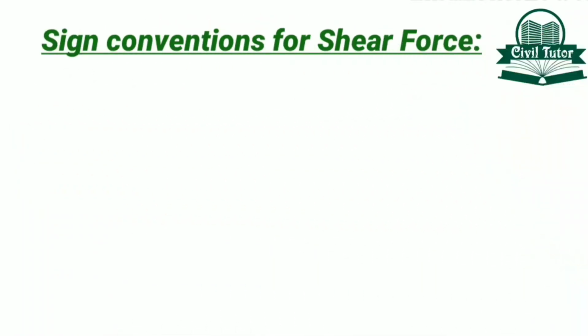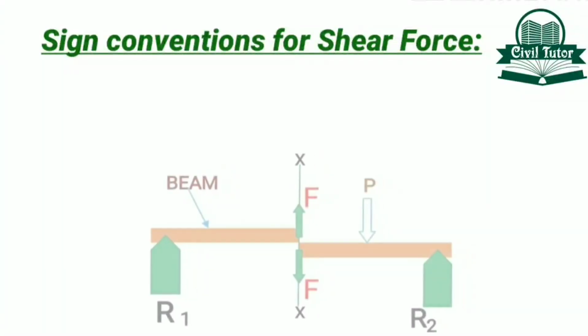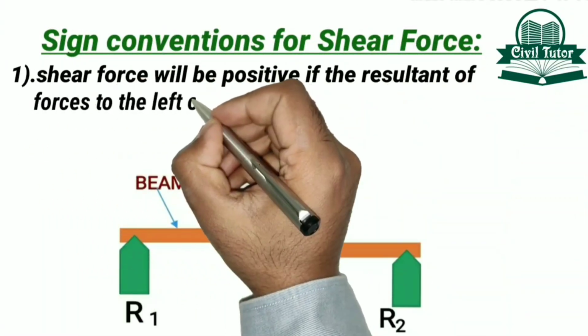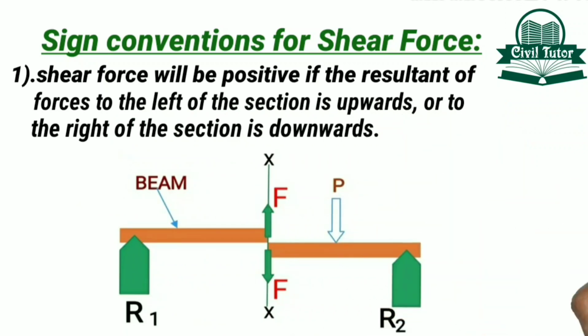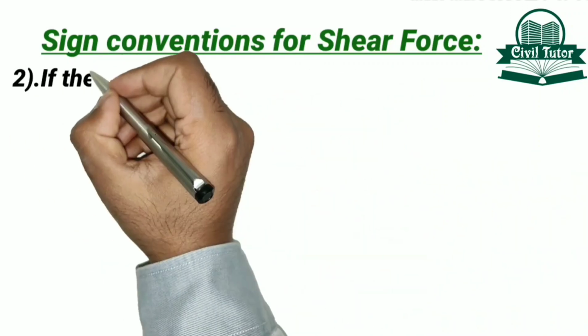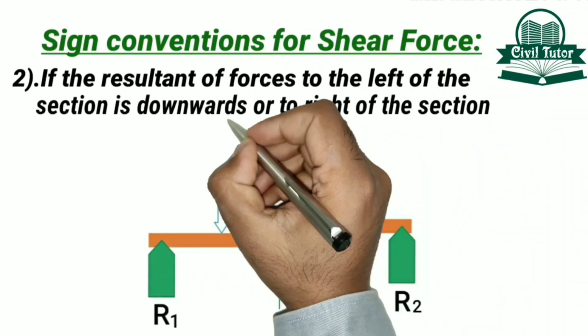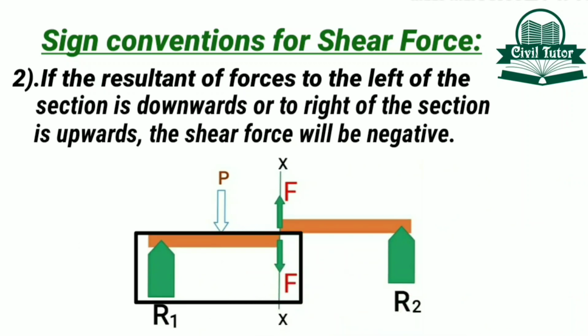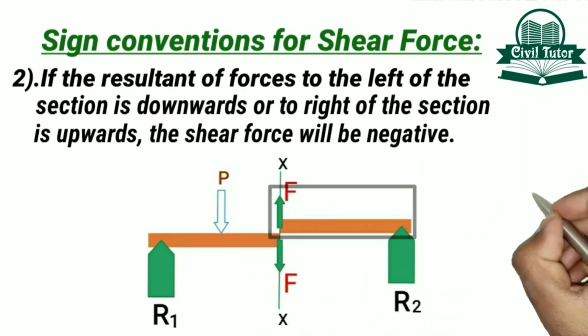Now, the sign conventions for shear force. Shear force will be positive if the resultant of forces to the left of the section is upwards or to the right of the section is downwards. And if the resultant of forces to the left of the section is downwards or to the right of the section is upwards, the shear force will be negative.